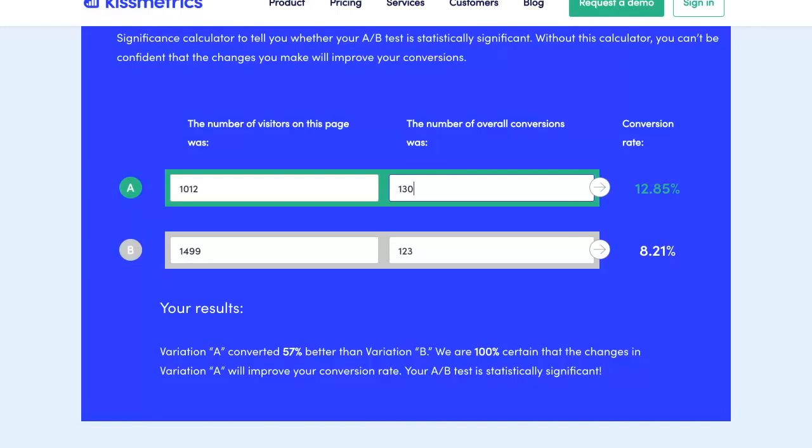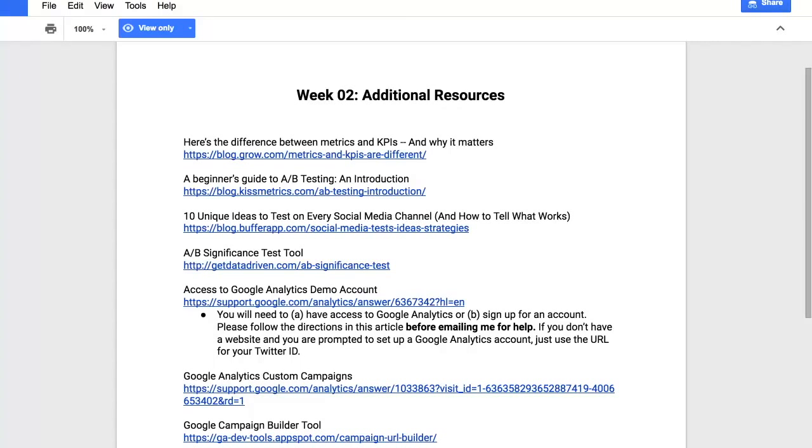So when you're doing A/B testing, you may have to do a couple rounds until you can get this type of different conversion rate to really understand if you should be going with version A versus version B. So this is a really great tool that we link to here in the week 2 additional resources. So of course you can come back to this and experiment with it yourself.